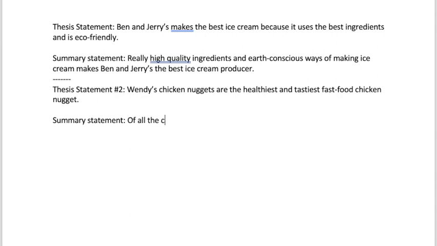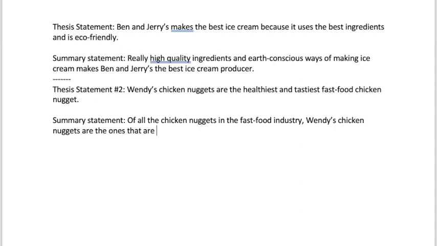Of all the chicken nuggets in the fast food industry, Wendy's chicken nuggets are the ones that are the best for your body and your taste buds. Notice that I have the same idea, but different words for my summary statement.